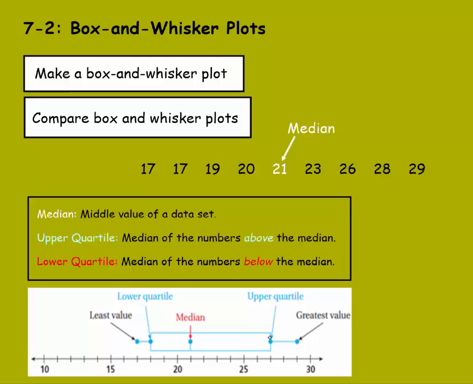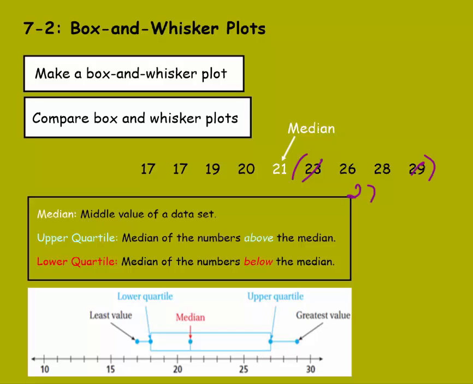To find the upper quartile, take the median of the numbers above the median, meaning these four numbers here are above the median. If we find the median of those numbers by crossing out, we get 26 and 28. Add those together and divide by 2, and that would be 27. And you notice that's right where the upper quartile is.